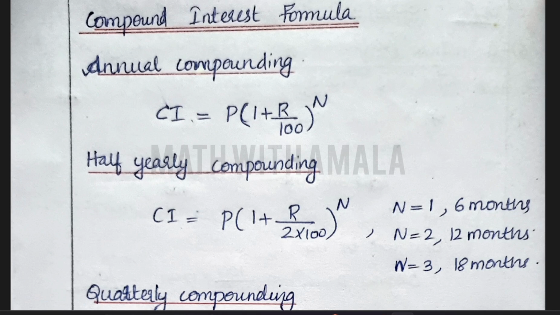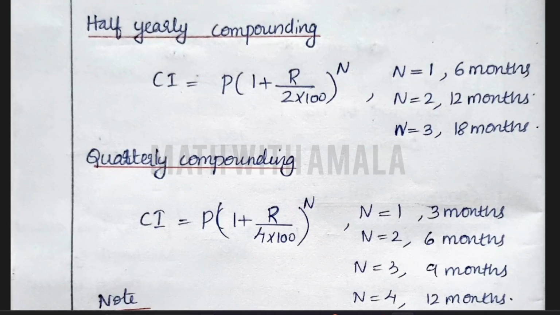So when n equals 1, you have to choose 6 months. If it is 12 months, then n equals 2. If it is 18 months, n equals 3. So the equation is P into 1 plus R by 2 into 100 all raised to N.